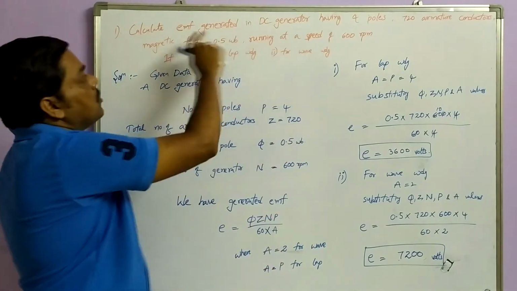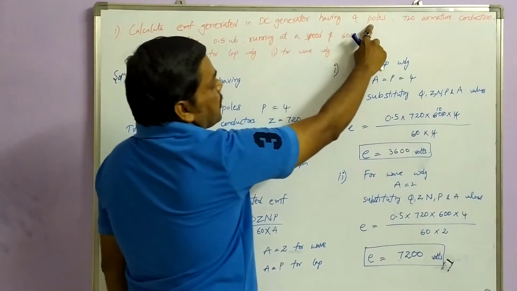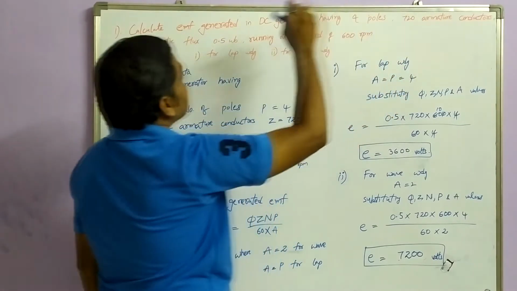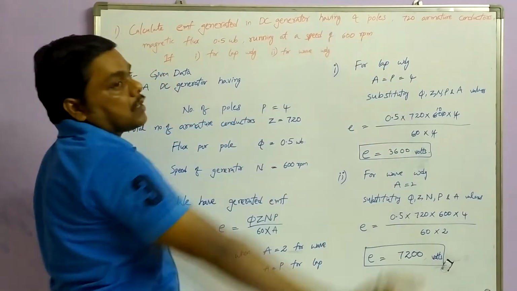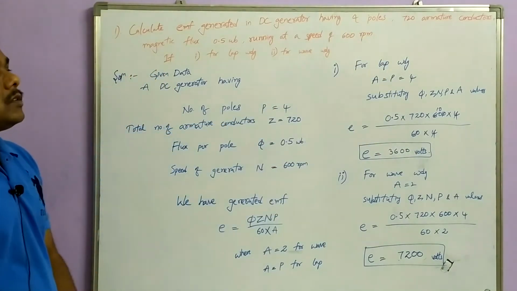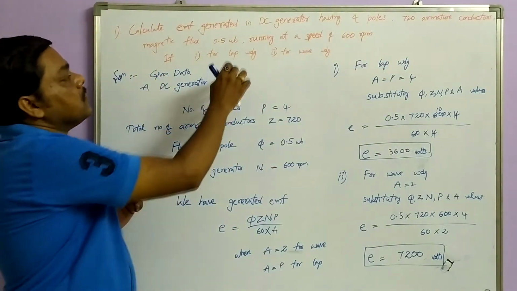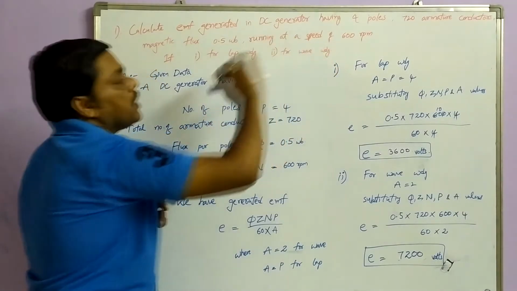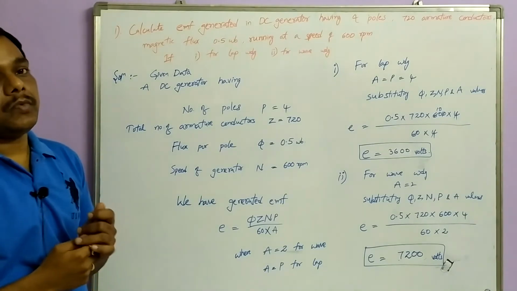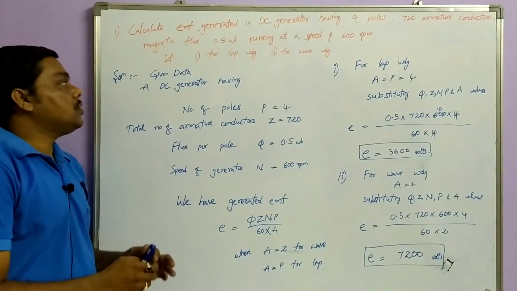So the number of poles is given, total armature conductors are given, flux per pole is given and the speed of the generator is also given. We just have to calculate the induced EMF for lap winding and the induced EMF for wave winding. So let's go for the solution.